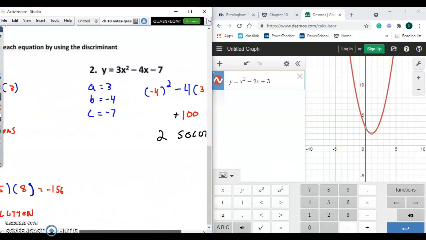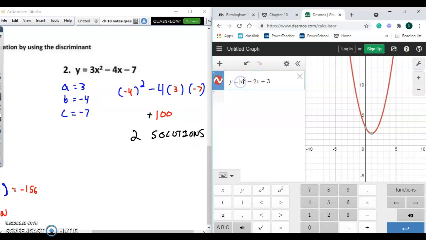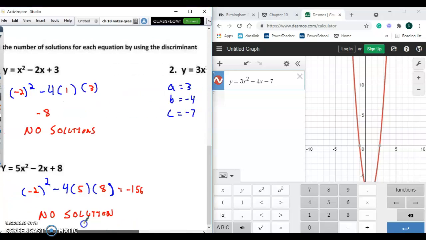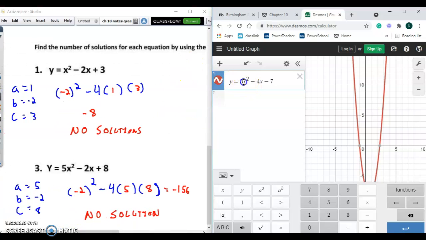All right, if I change these out, let's say this is 3x squared minus 4x minus 7. Now you can see that it does in fact cross at 2 different spots. And again, this final one, if you wanted to double check, we can back these out. I can put the 5 here, -2x, and plus 8. And this is nowhere near that x-axis, meaning, of course, it's no solution.